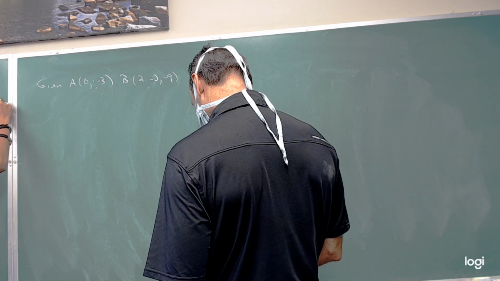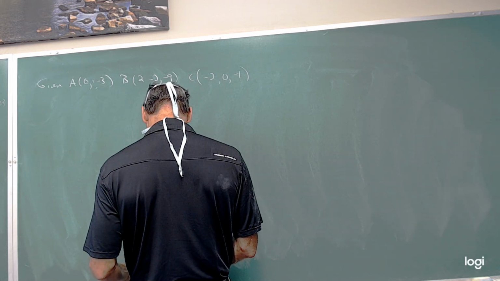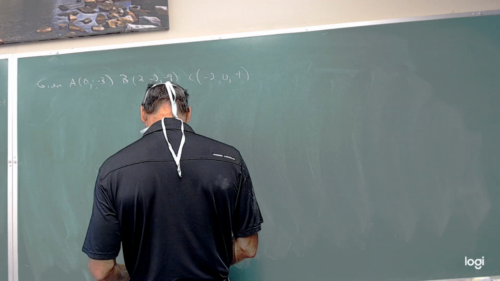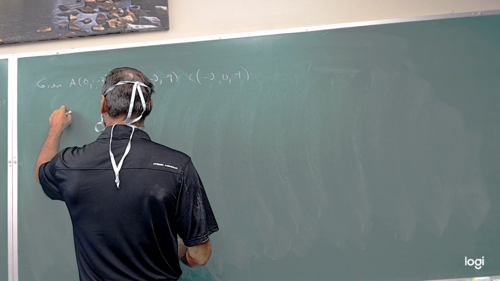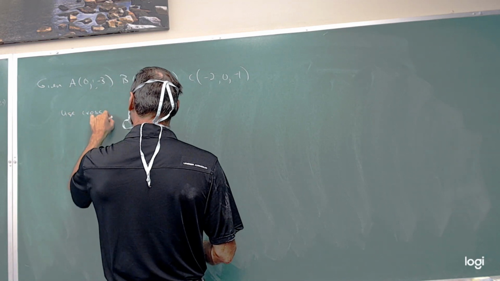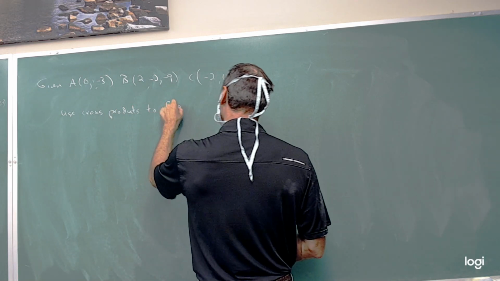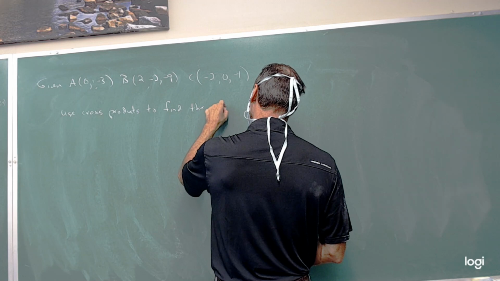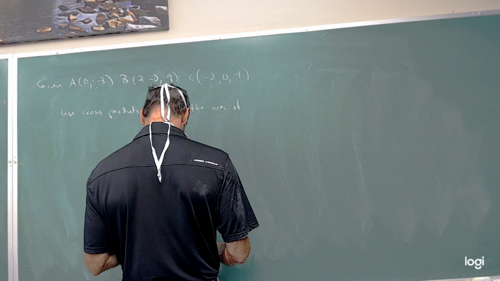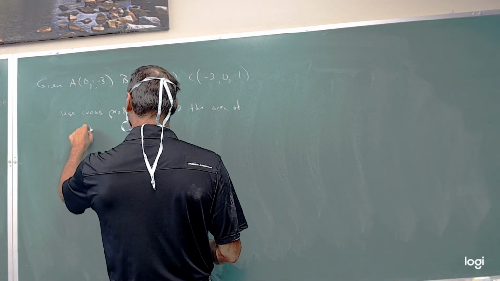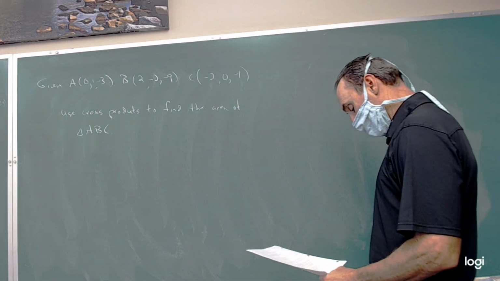Can we, let's see, find, well, I'm just gonna get started on it, please. Did that. Did you really? I'm so proud of you. Use cross products to find the area of triangle ABC. On the area of triangle ABC.